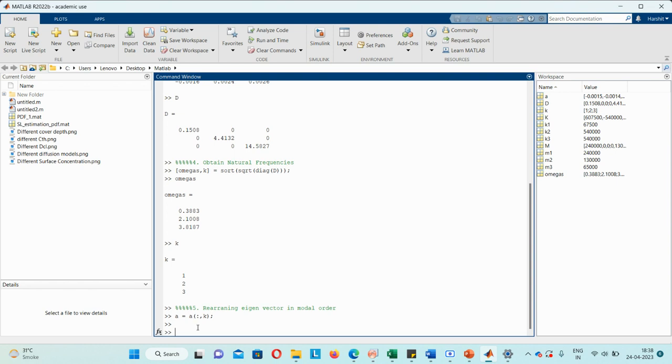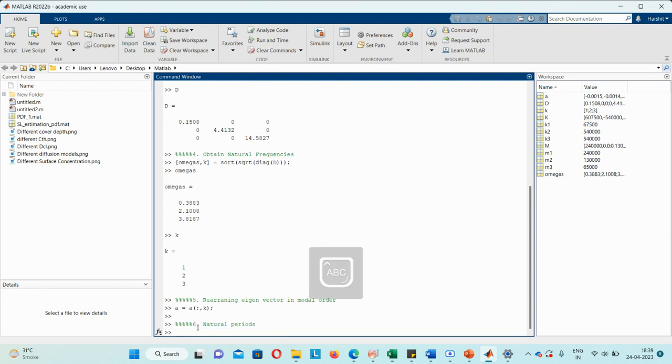Now the next step is to obtain the natural period. So natural period will be given by 2 pi by omega. So 2 pi dot divide omega. So why do we do dot divide? Since omega is in matrix form, it will divide each term by 2 pi, multiply each term by 2 pi.